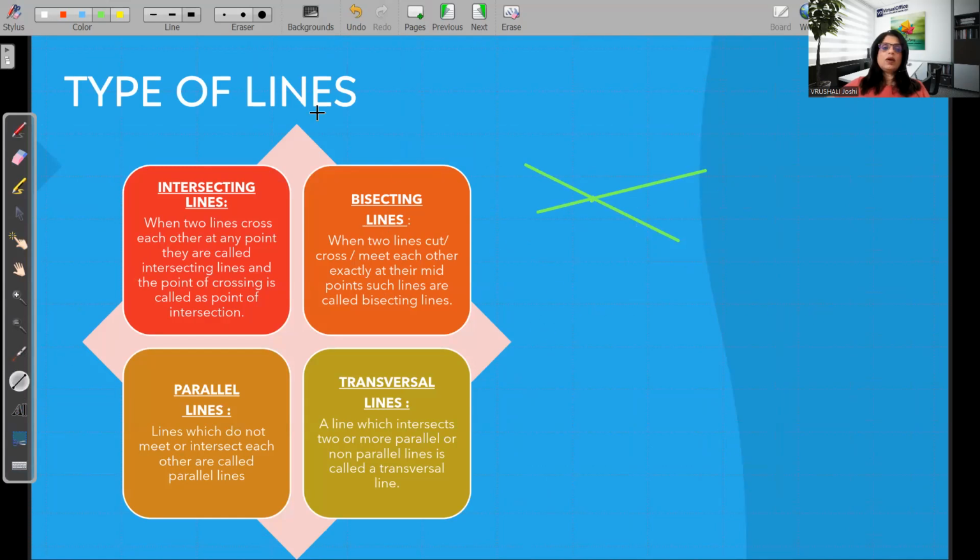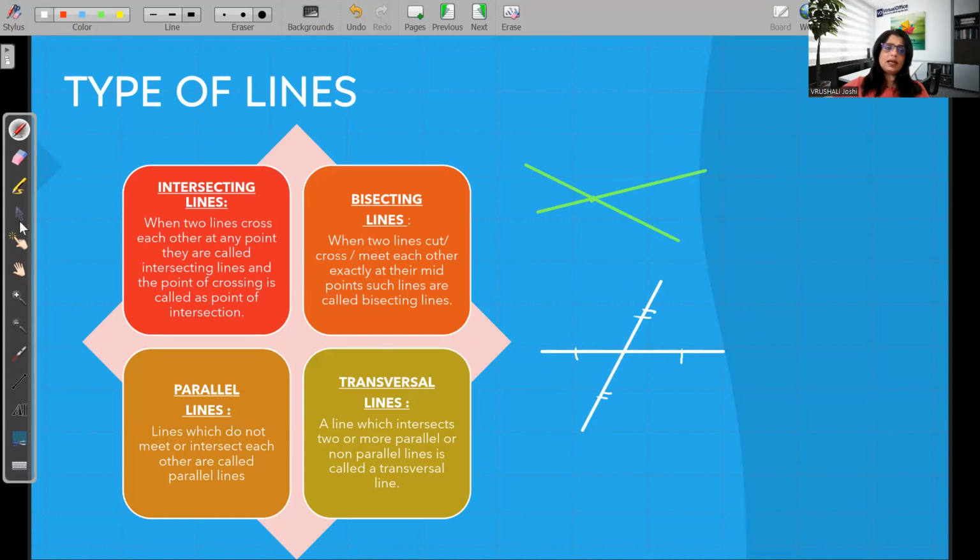Bisecting means you have one line, you draw one line. Sorry, this color is not seen. One line, and exactly at the center, wherever you have given, exactly at the center. Can you see this? That means this side is equal to this side and this side is equal to this side. So these two lines are called bisecting. Bisect means they cut each other exactly at the center. That's the meaning of bisecting lines.